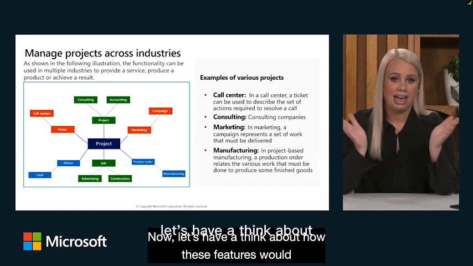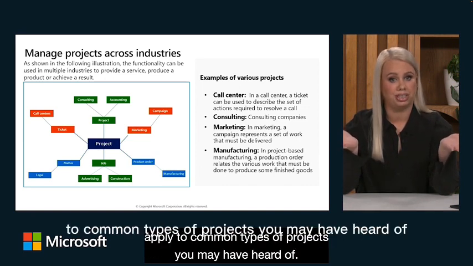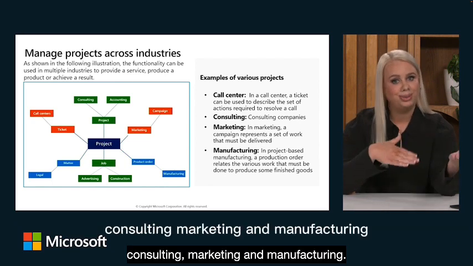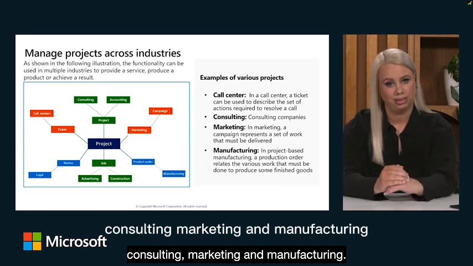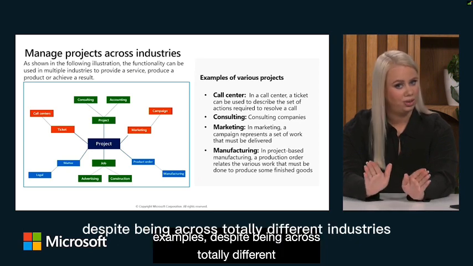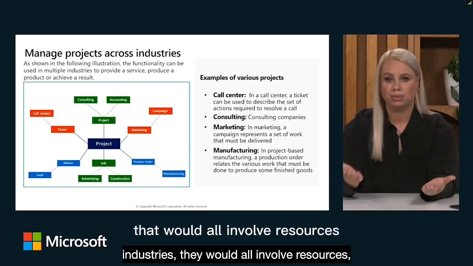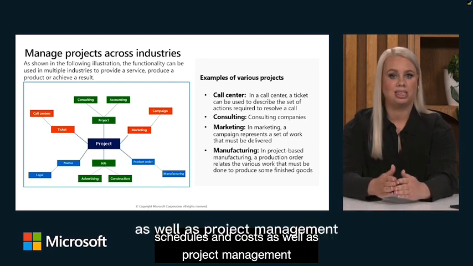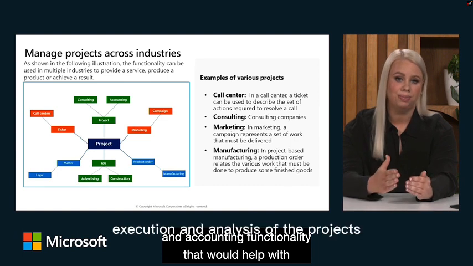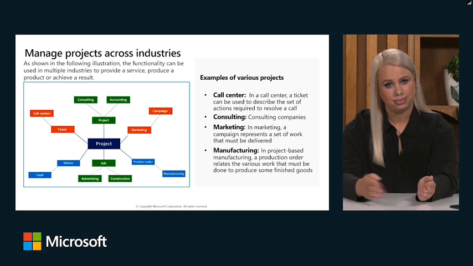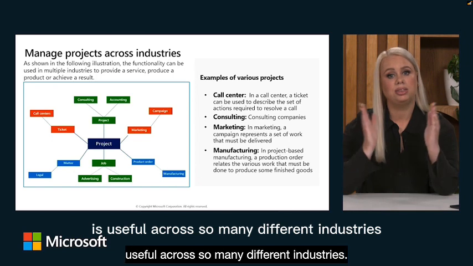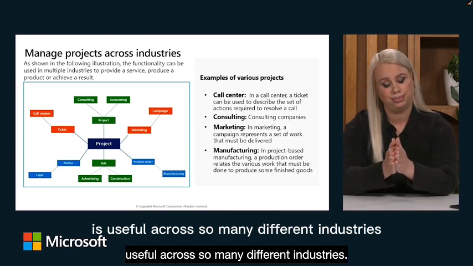Now let's have a think about how these features would apply to common types of projects you may have heard of. The examples on the slide are a call center, consulting, marketing, and manufacturing. I think it would be fair to say that across all 4 examples, despite being across totally different industries, they would all involve resources, schedules, and costs, as well as project management and accounting functionality that would help with the planning, execution, and analysis of the projects. So this functionality we're talking about in this module, and this course generally, is useful across so many different industries.